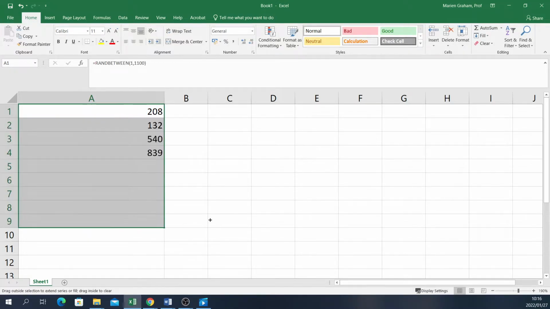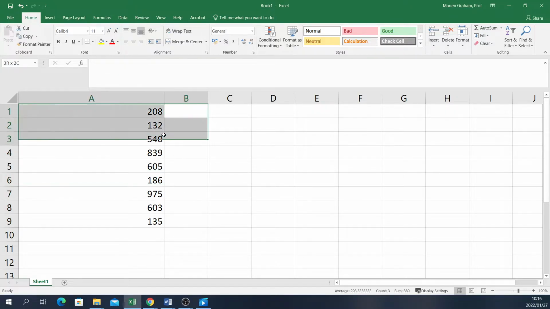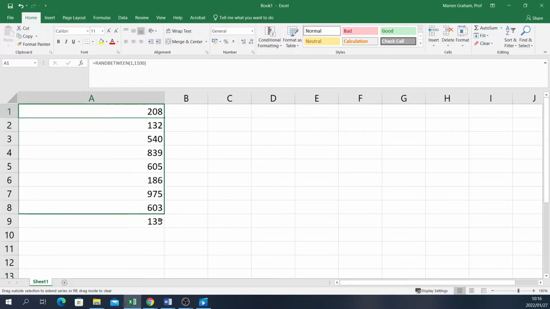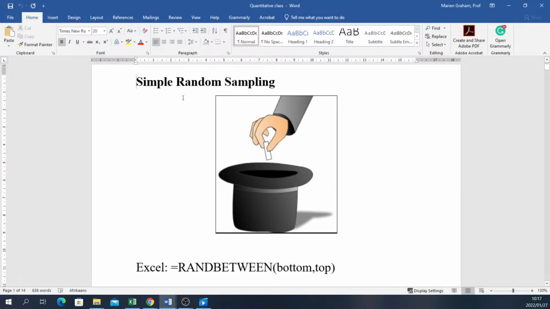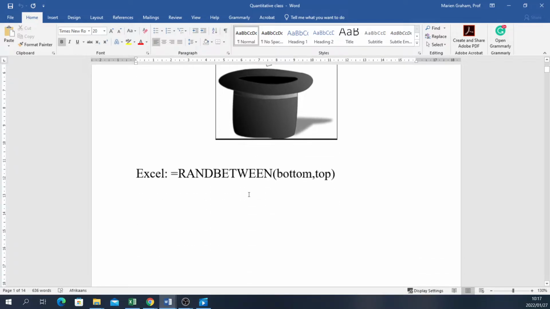And of course you just pull this down. And let's say you want a sample of size 10, so I'm rather going to pull it down to 10. It tells you take student in position number 212, student in position 1090. So it just tells you where on the class list to pick. So this is a random number generator by Microsoft Excel. So that is simple random sampling. The big advantage is everyone has an equal chance to be selected.